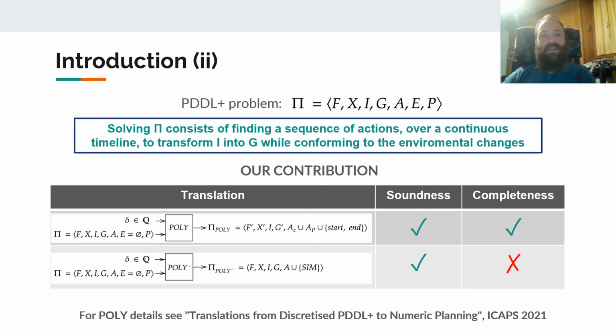Informally speaking, solving pi consists of finding a sequence of actions over a continuous timeline in order to transform I into G, while conforming to the discrete and continuous changes brought about to the state of the world by events and processes.